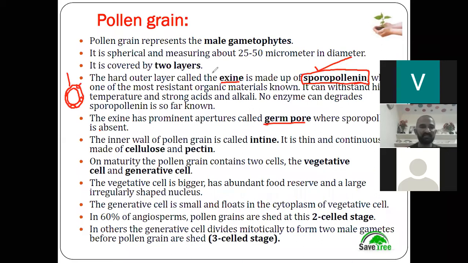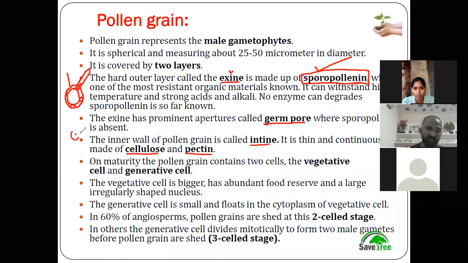Sporopollenin is absent. That's why the inner layer of that pollen grain produces a tube-like structure through these germ pores only. Okay, so the inner wall of the pollen grain is called intine. So the outer layer is called exine, and the inner layer is called intine. Intine is mainly made up of cellulose and pectin.